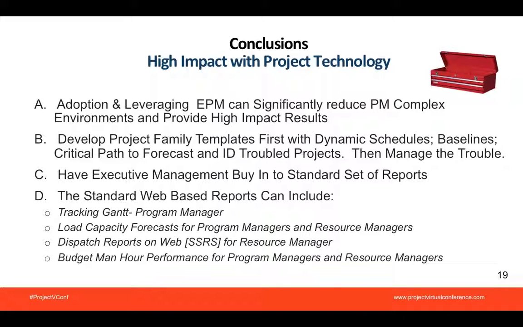Then manage the trouble. And item C is have executive management buy-in and require the rigorous follow-up of the standard set of reports. Those standard set of reports are shown, which we showed earlier in each of the slides, as what I call the standard web-based reports. And these can include tracking Gantts, load capacity reports, and dispatch reports on the web, and also budget man-hours performance, which we did not discuss today. So the payback against time and effort to do this with licensing costs can be expected to be less than 12 months in general, no matter how big or small.